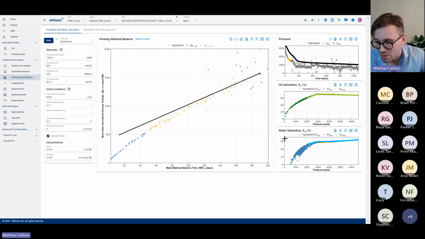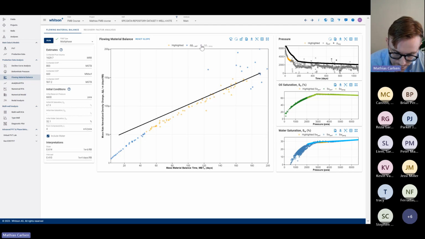Even if you're infinite acting, this is a tool that you have in your toolkit, and it's a nice way to check if my water saturations make sense in the first place. But of course, oil saturations will change a lot because gas is coming out of solution and that kind of stuff. So I think everybody follows that.